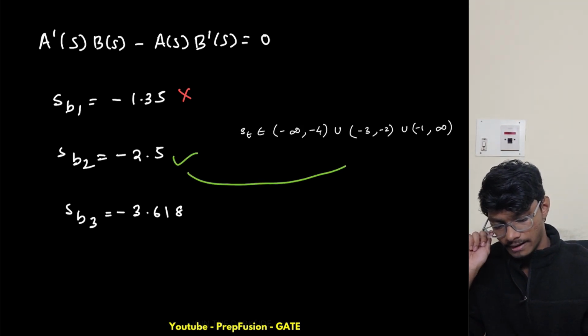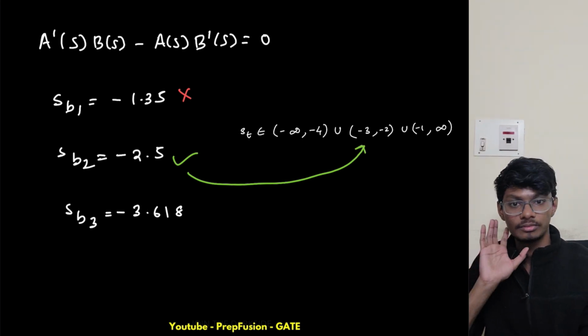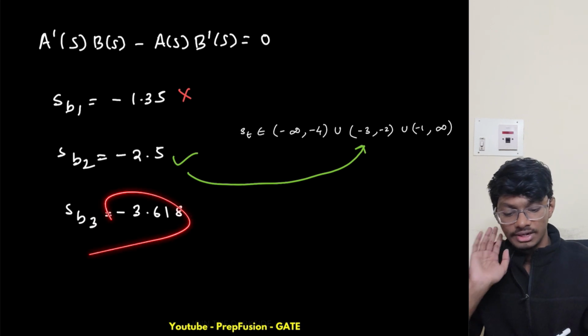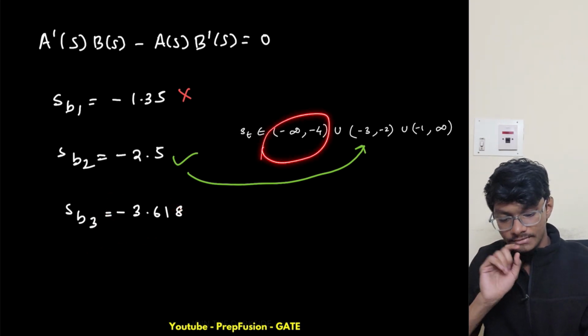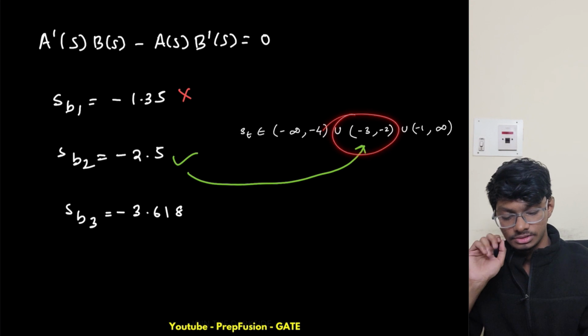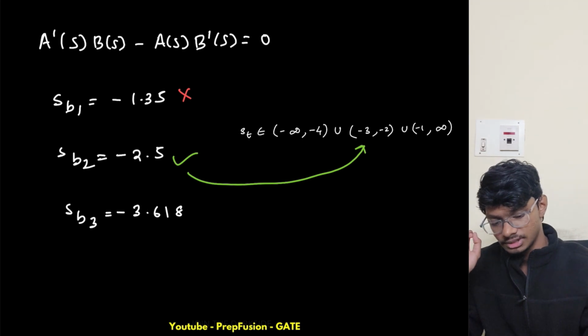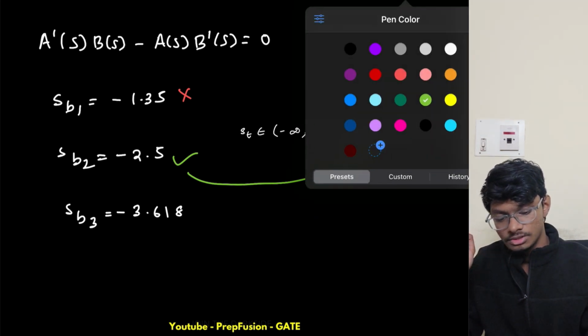So minus 2.5 will be a valid point on the root locus. Now minus 3.618, will it lie on the root locus? Here it doesn't, and here also it doesn't. It is between these two, and it doesn't lie in this test range. So hence this also doesn't lie on my root locus. Okay, so I hope you understand.